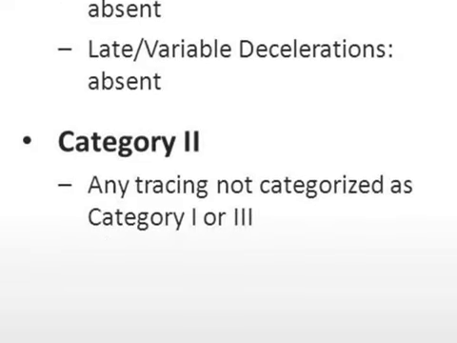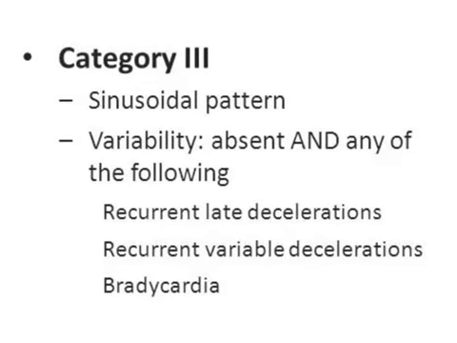Category 2 examples include tachycardia or bradycardia without absent variability, absent variability without recurrent decelerations, fetal stimulation with no accelerations, minimal or moderate variability with recurrent variable decelerations, moderate variability with recurrent late decelerations, a prolonged deceleration greater than 2 minutes but less than 10 minutes, and variable decelerations with slow return to baseline. Category 3 tracings include a sinusoidal pattern or absent variability with recurrent late decelerations or recurrent variable decelerations.